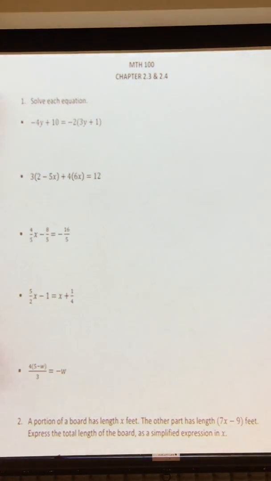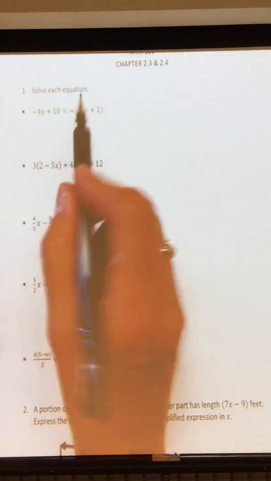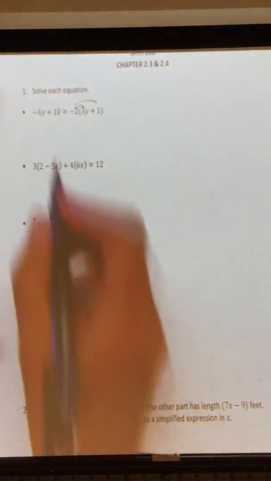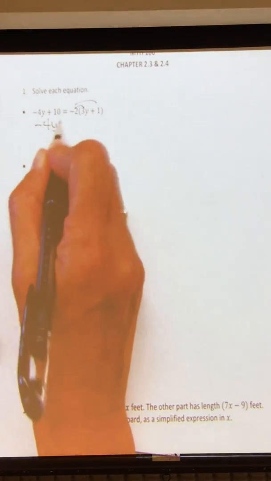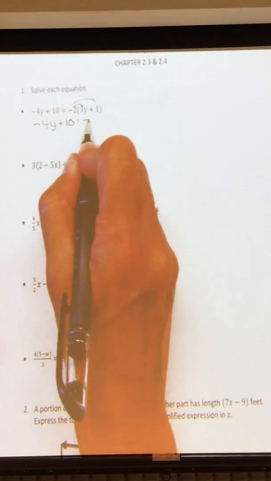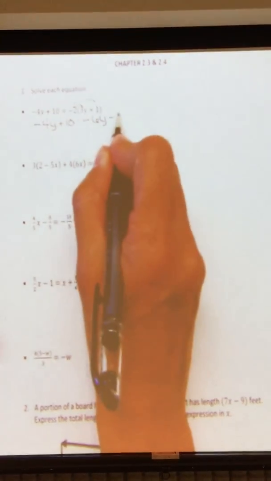Let us begin Chapter 2, Sections 3 and 4. Problem number 1, solve each of the equations. So here let's distribute first before we solve. So you have negative 4y plus 10 is equal to negative 2 times 3y, which is negative 6y. Negative 2 times 1 is negative 2.